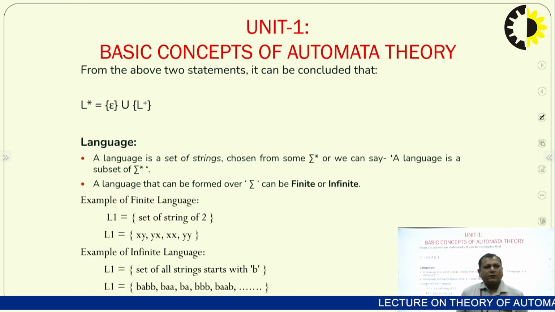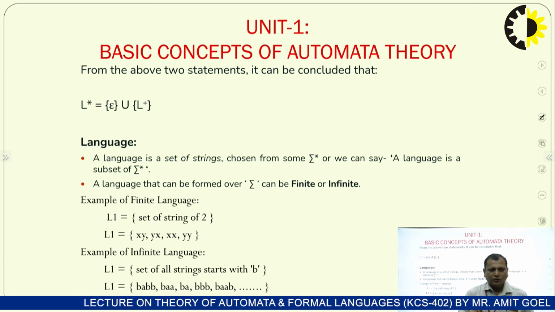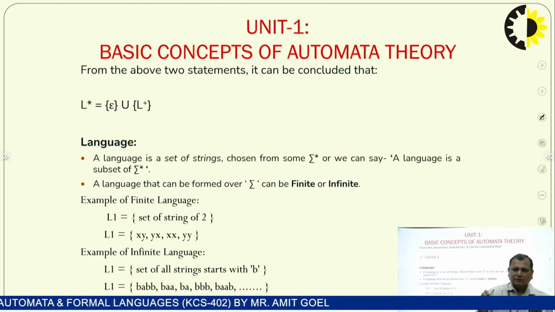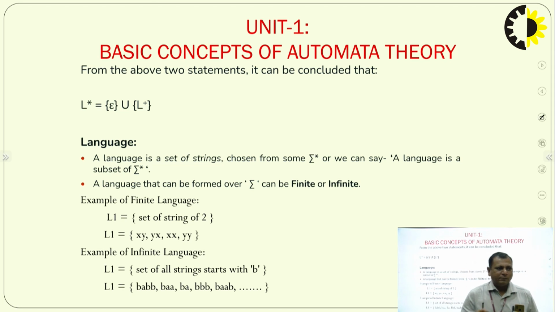So from the above two statements, we can conclude that L star will be equal to the null string union L plus. If in L plus, in which we have strings of length 1 to infinite, we add the null string also, then it becomes the L star. What is the formula for that? L star equals null union L plus.